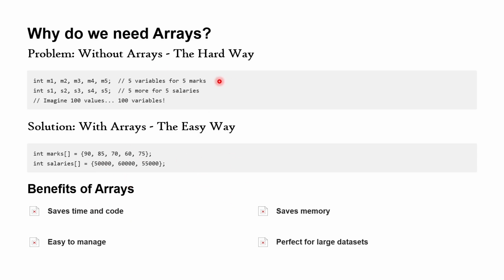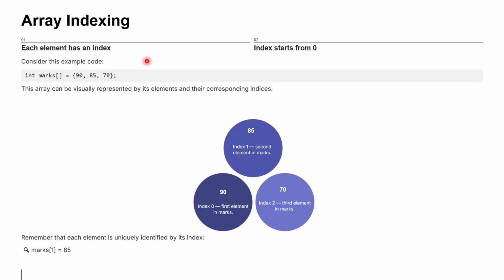So we can say that these are the essential parts of the array. Every value in the array has an address, which we call the index. And surprise, index always starts with 0, right? So if we say marks[0], then we will get the value 90. When we write marks[1], then we will get 85. When we write marks[2], then we will get 70, because 70 is at index 2.